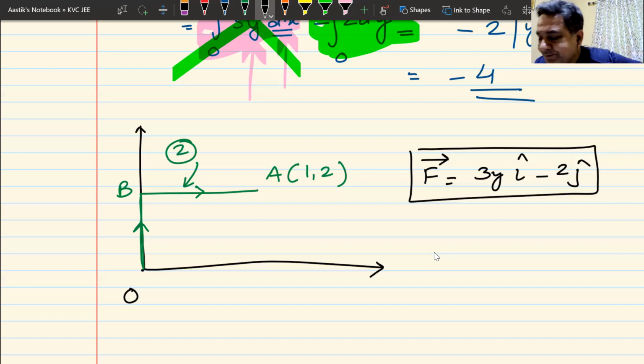Let's see. Path number 2. I hope everyone is trying. Trials are important, my dear friends.